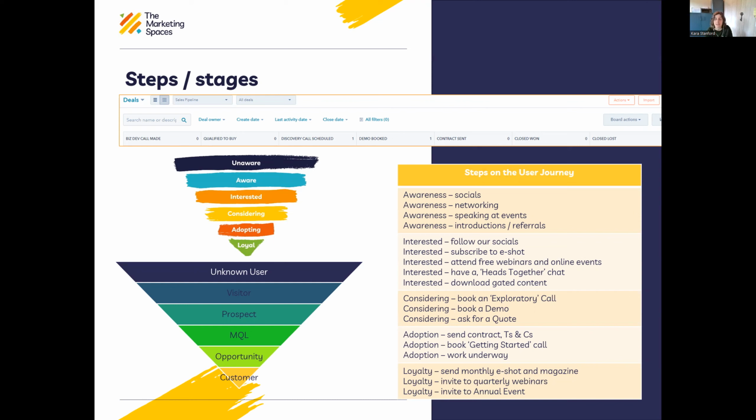Now, there are other labels. What I've put below is an example of a sales funnel. And in a sales funnel, sales look inwards. So they use words that are relevant internally. So they would say, that over there is an unknown user. That over there is a visitor. That over there is a prospect. They're a marketing qualified lead. They're an opportunity. They're now a customer.